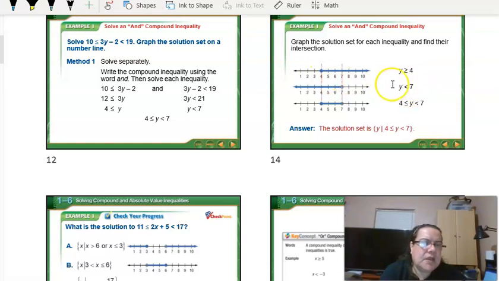Here, if you notice, the y is less than 7 part, there is no equal, so it's an open circle. And the y is less than 7, any number less than 7 comes this way. So where do they overlap? The overlapping part is right here, and so that is your solution set. All y's such that y is less than or equal to 4 and less than 7.